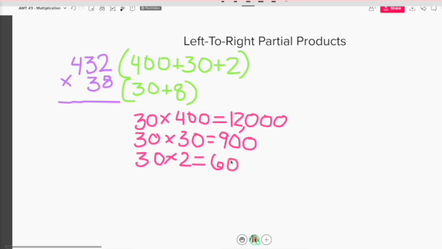All right, so now that we have done the distributive property for this 30 and we have multiplied it by every single part of this number, we are going to move on to our 8 here. So now we're going to do the exact same thing. We're going to multiply the 8 by every single part of this number. So we'll start with 8, moving left to right, times 400.